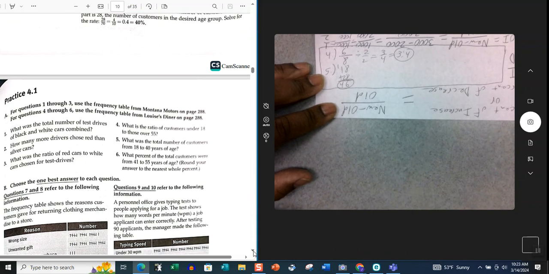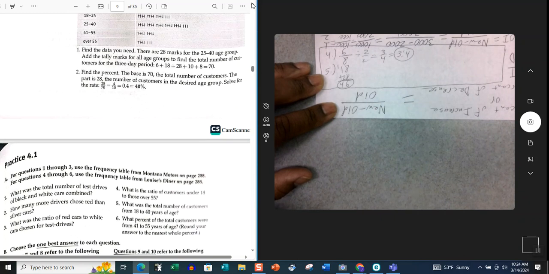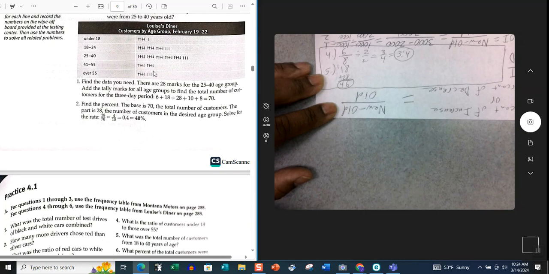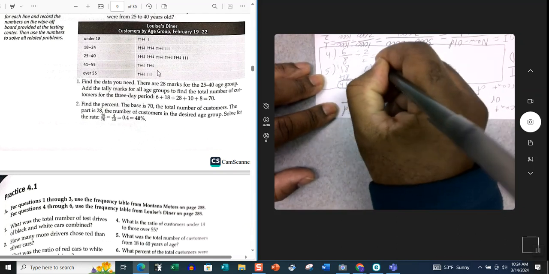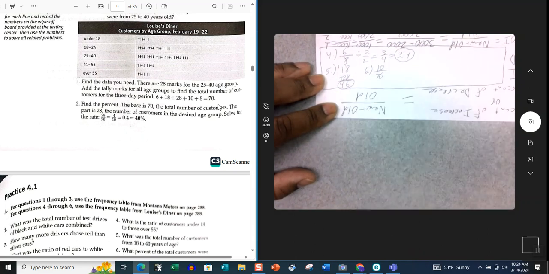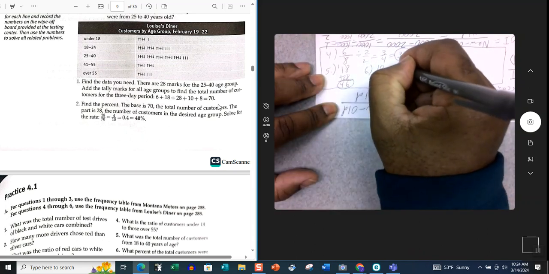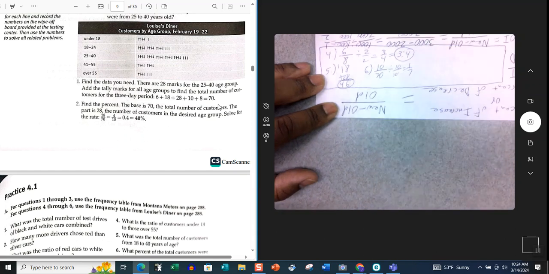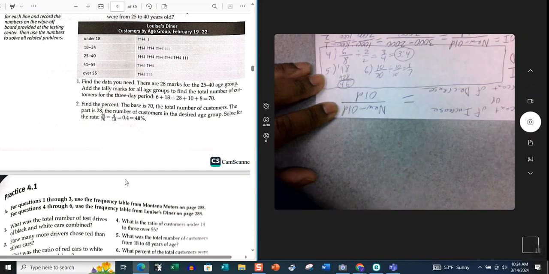Okay, number 6, it says, what percent of the total customers were from 41 to 55 years of age? So they ask for the percent, and it says round your answer to the nearest whole percent. Okay, so 41 to 55 is 10. And we have to divide it by the total. We were already given a total with this 70. So we had 10 over 70. We could divide both by 10, and that'll give us 1/7.